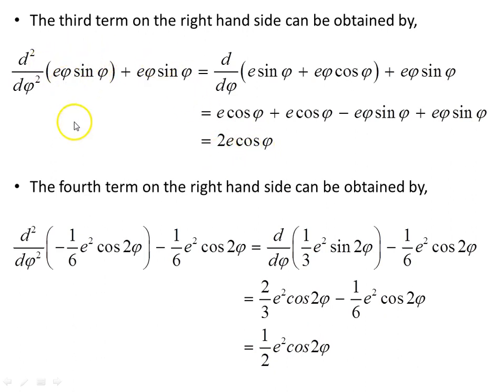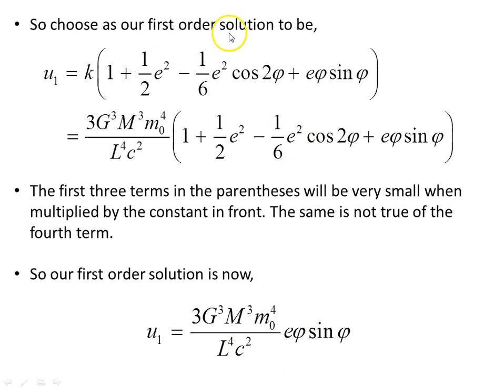So this object and this object can be used in the following way. We choose as our first order solution u1 equal to k times, remember the constants, 1.5 e squared, minus 1/6 e squared cos 2 phi from the previous slide, plus e phi sine phi. Let's put this constant back. We take this as our solution. The first three terms in the parentheses will be very small when multiplied by the constant in front, the half e squared, and the 1/6 e squared, and so on. The same is not true of the fourth term.